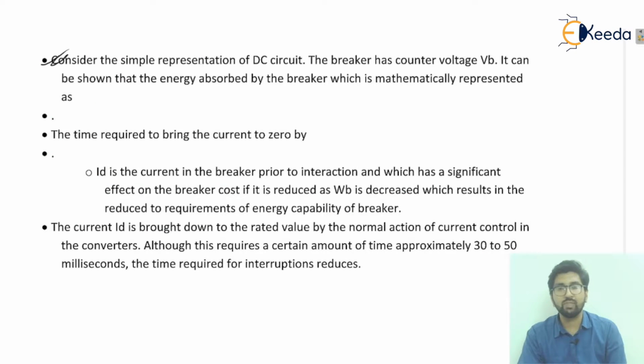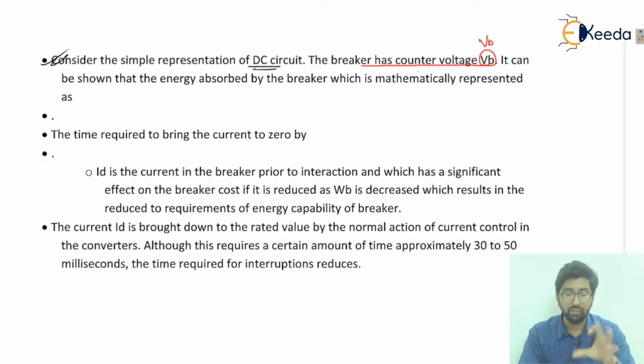Now, consider the simple representation of the DC circuit that I have drawn in the previous slide. It says that the breaker has a counter voltage VB, capital V with subscript b, and it can be shown that the energy absorbed by the breaker is mathematically represented as follows. So the breaker has a counter voltage, as we have seen with the switch, and due to this counter voltage we can bring that current to zero.